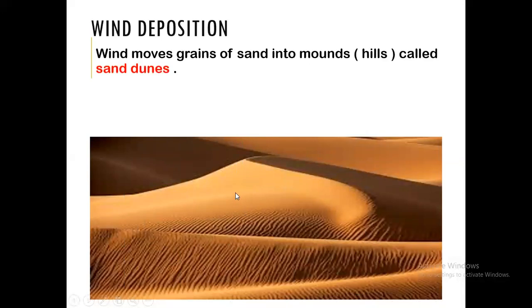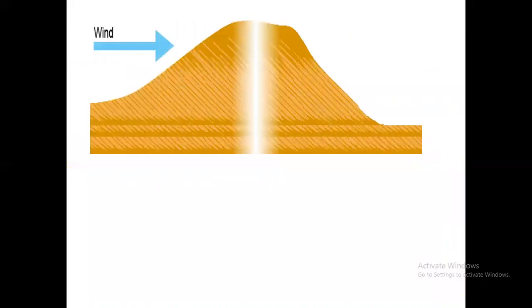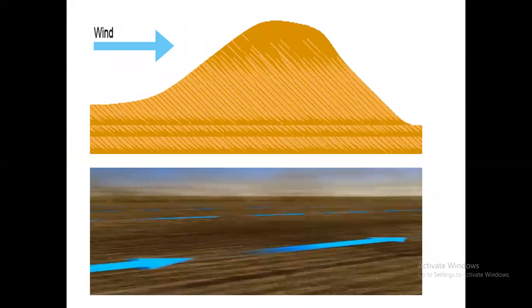Deposition can also form sand dunes. Wind moves grains of sand into mounds or hills called sand dunes, just like the picture below. The size and shape of sand dunes depend on the amount of sand and the number of plants in the area. So the number of plants can change the size of the sand dune.